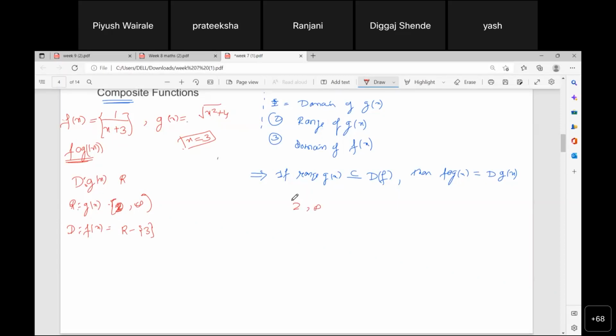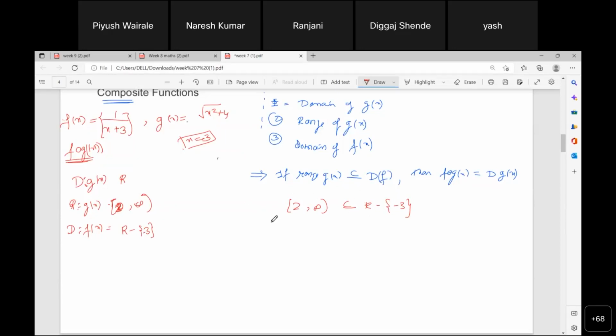Is it 3 or minus 3? Oh, minus 3, sorry. So let us check this condition, whether the range of g of x is a subset of the domain of f or not. So R minus 3, right? Only minus 3 is not there, but it is a subset of R minus 3.